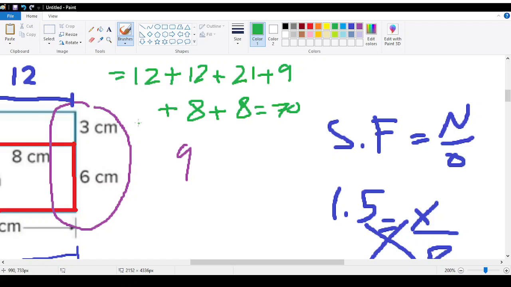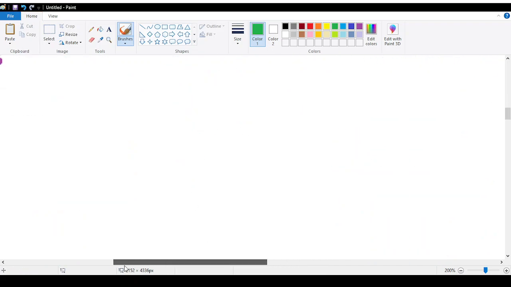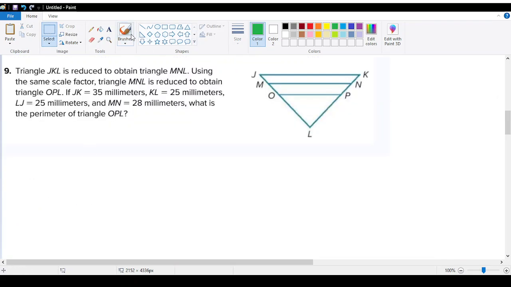70. That's correct. Good. Let's do the next one. The next one is the same, but I need you to do it by yourself. So I will not give you a lot of help. I will give you help, but not that much. Yalla, let's see this. Can you read it?